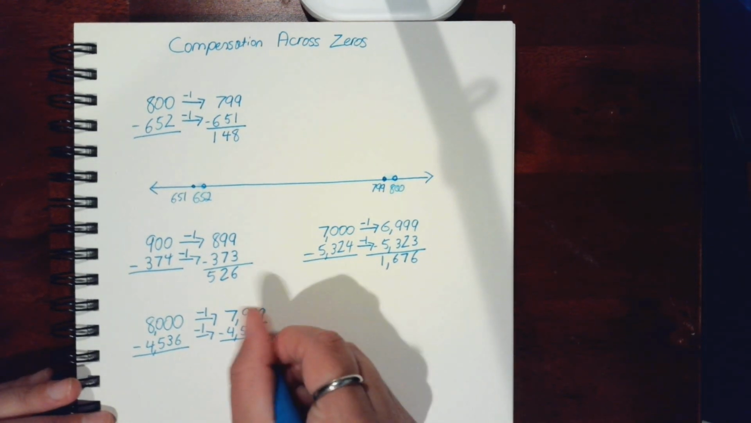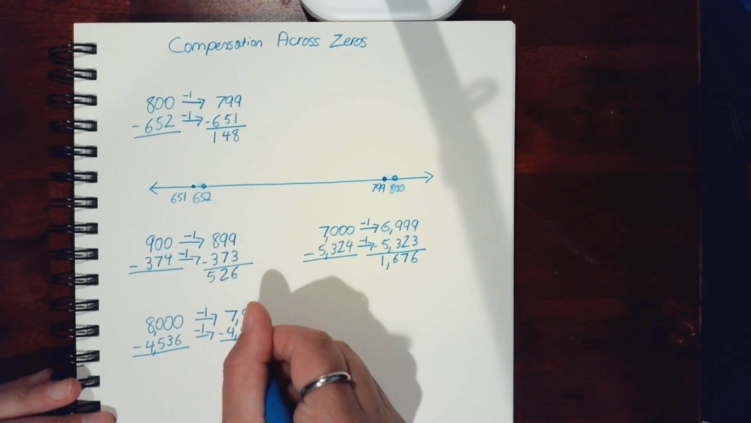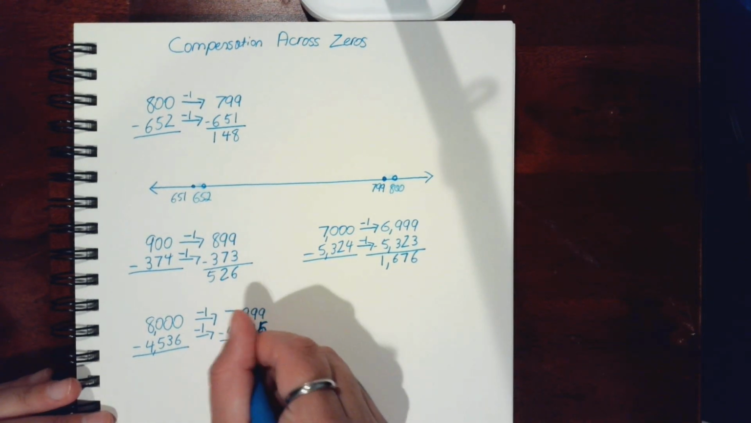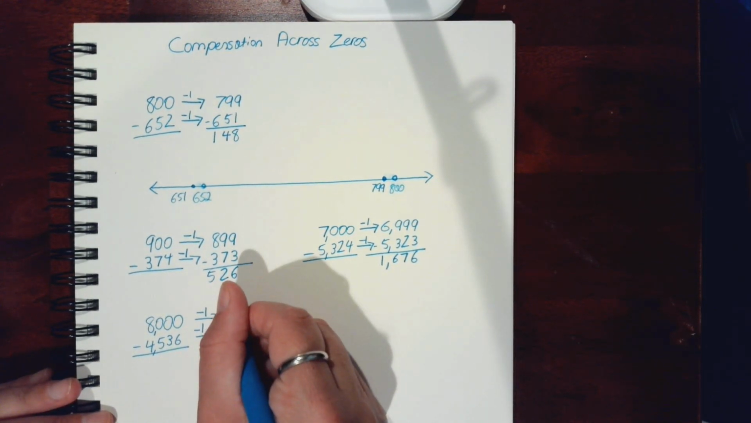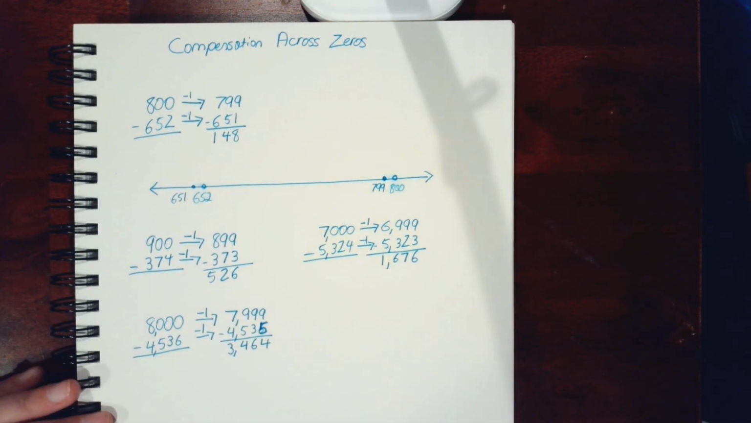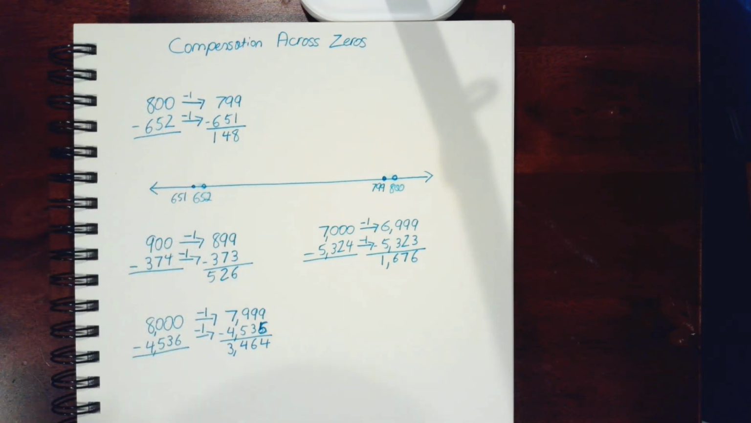So 9 minus 5 is 4. 9 tens minus 3 tens is 6 tens. 9 hundreds minus 5 hundreds is 4 hundreds. 7 thousands minus 4 thousands is 3 thousands. So that would give me my final answer. And I get my final answer without having to regroup, just by taking 1 away from each. It helps make it an easier problem where I can do straight subtraction without regrouping.